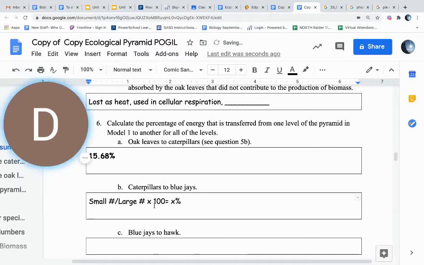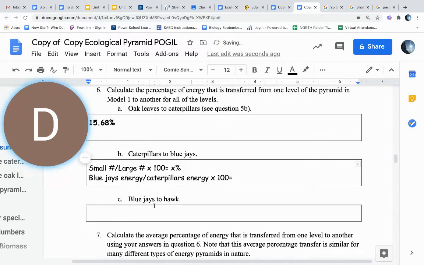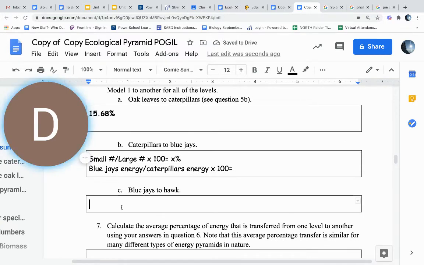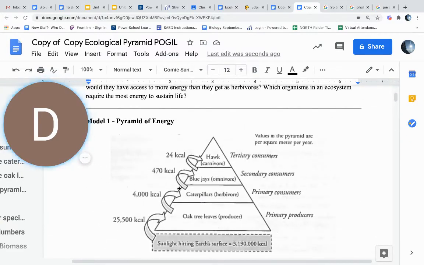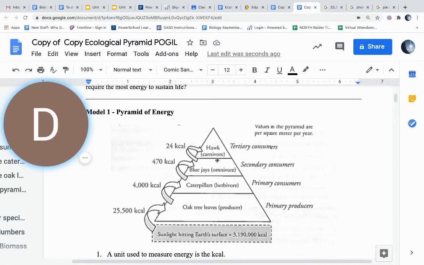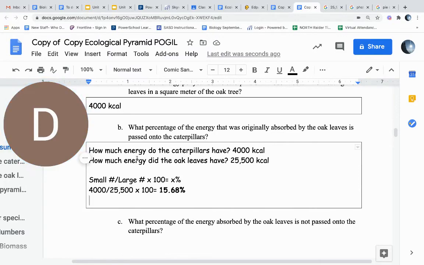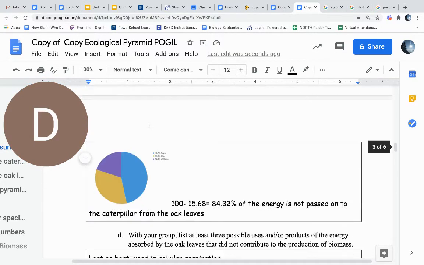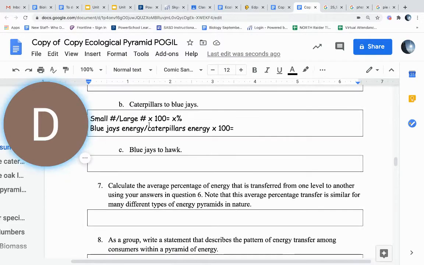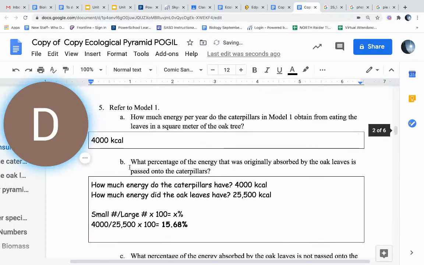And I'll give you a hint. So essentially the blue jays energy is going to be smaller. The blue jays energy over the caterpillars energy times 100 equals something. So calculate that one, and we'll do this one together. Blue jays to hawk. So blue jays to hawk, the hawk is higher up on the energy pyramid. It's at the very top, at the capstone of that pyramid. So that's got 24 kilocalories, and the blue jays have 470, and that should help you to answer that other one in 6B.